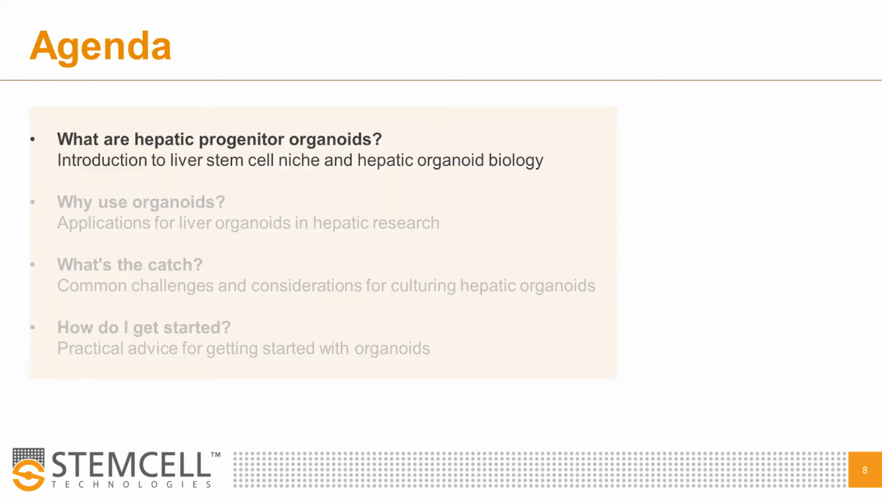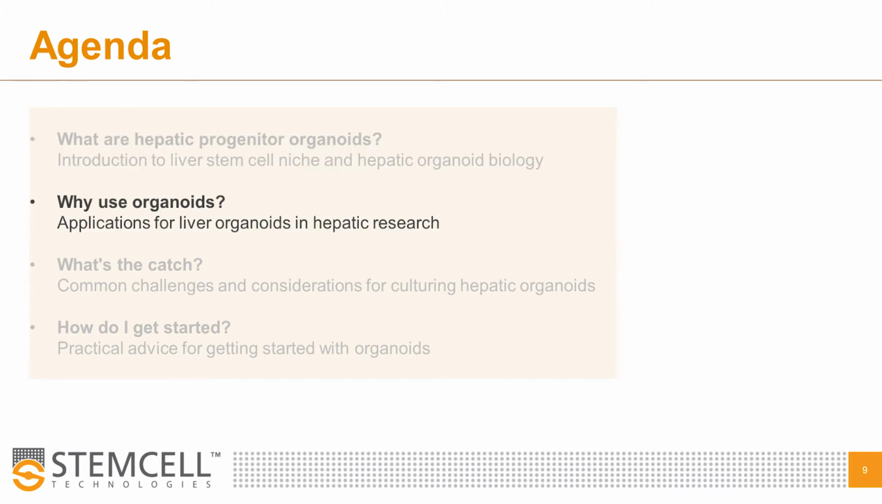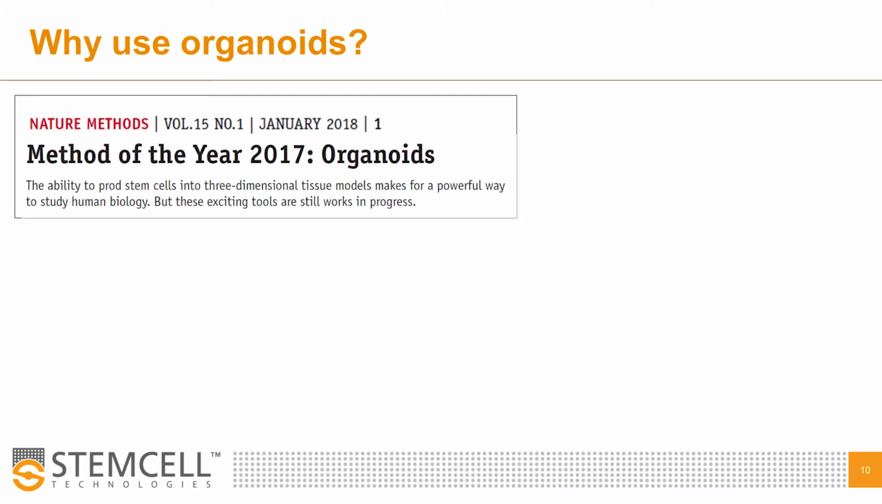So far, we've established that liver organoids are obtained through isolation and expansion of stem and progenitor cells from hepatic stem cell niches, that different culture formats are amenable to maintaining and expanding organoids, and that hepatic progenitor organoids need to be differentiated further to obtain a mature hepatocyte phenotype in vitro. So let us next explore the various applications of liver organoids in the hepatic research field and why the organoid culture system has in fact been termed Method of the Year 2017 by an editorial in Nature Methods published last month.